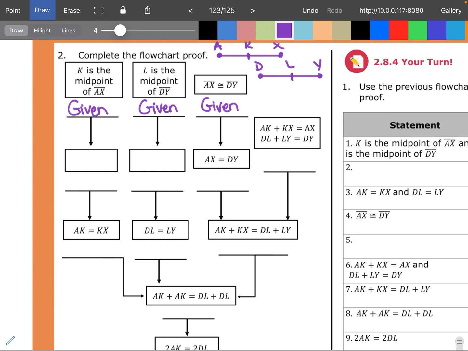So we've got those given statements, and this is going to bring me down to another box. Well, what does K being the midpoint of segment AX mean? Well, we know that if K is the midpoint, then segment AK is congruent to segment KX. And that reason is the definition of a midpoint.